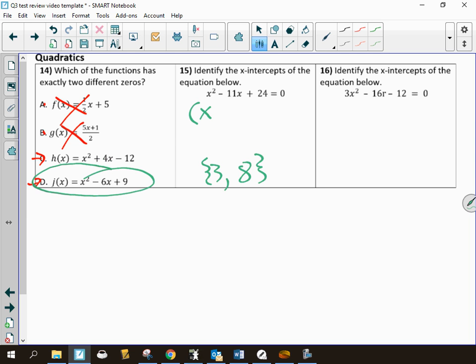Now the other way you could do this is you could factor this as x minus 3 times x minus 8, and then solve each factor. X minus 3 equals 0, or x minus 8 equals 0. So x equals 3, or x equals 8. Both are correct. For number 16, sorry, that should have been an x, a typo on the review.